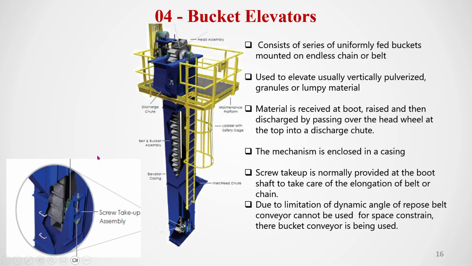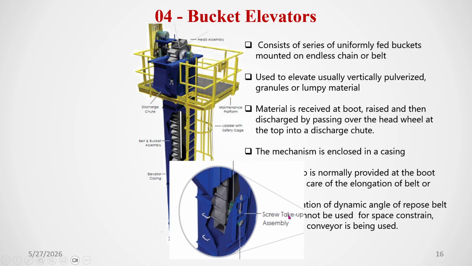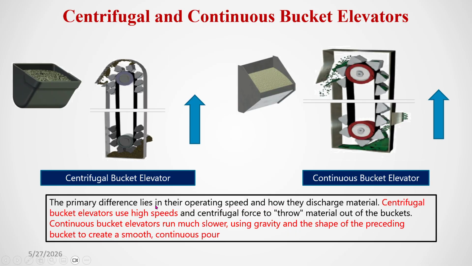I have told you that due to the dynamic angle of repose, the belt conveyor length is limited. If you want to discharge to a high height, your belt length will be more, and a lot of space will be required. To avoid that, we use a bucket elevator, where you can lift the material vertically or with a slight incline. You see the screw take-up tensioning assembly here. If your chain becomes loose, you can tighten it and increase the tension.